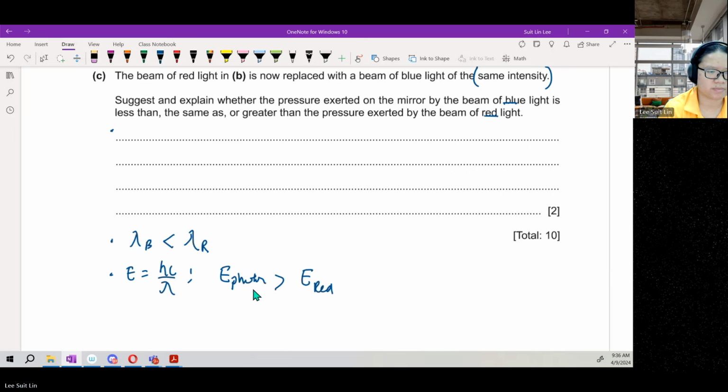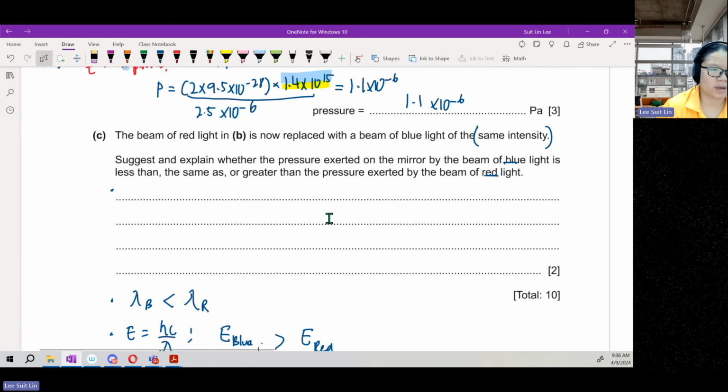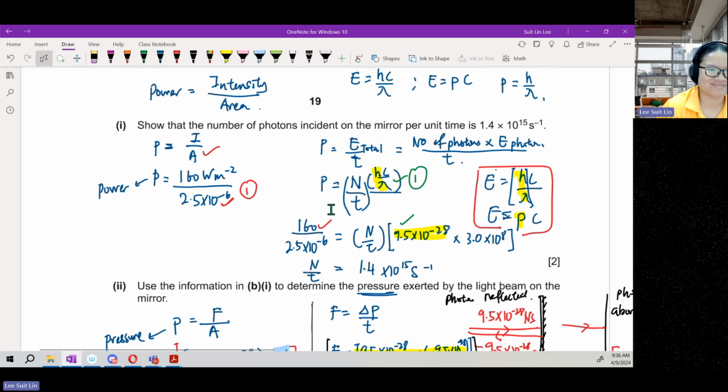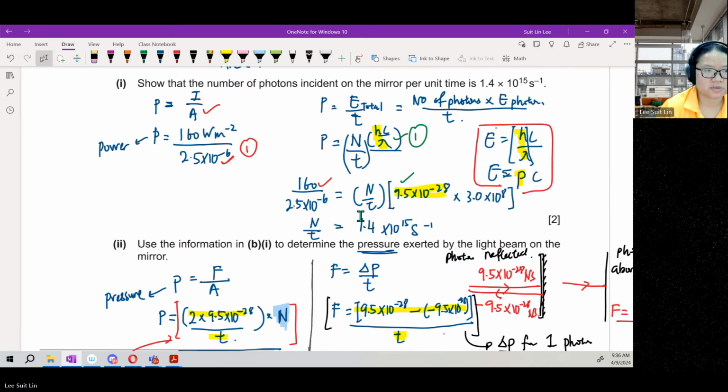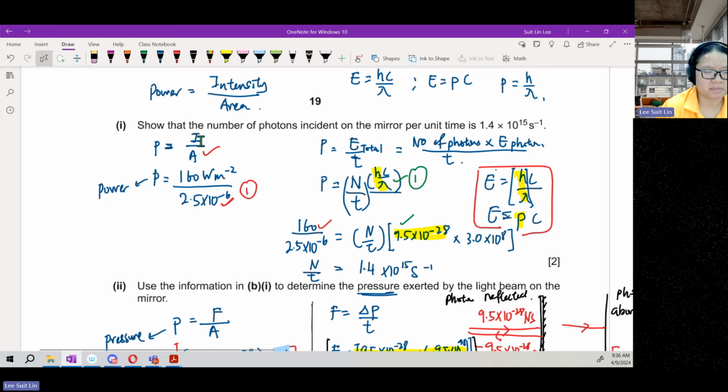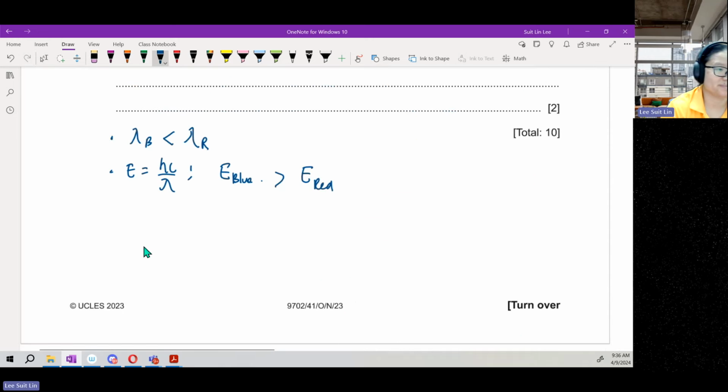Okay. Shorter wavelength, greater energy. Then I go back and stare at my calculation. If this energy is bigger, this wavelength is bigger, but the intensity is the same. So intensity the same, power the same, hc over lambda is bigger, n over t will be smaller. So let's put that together.